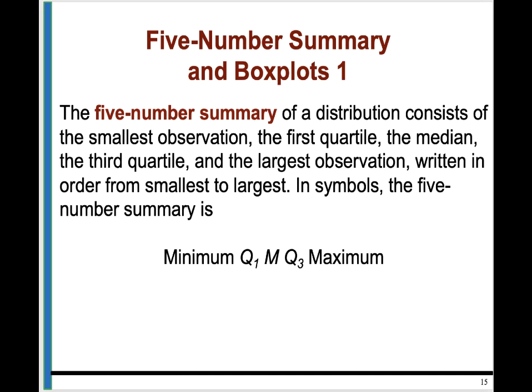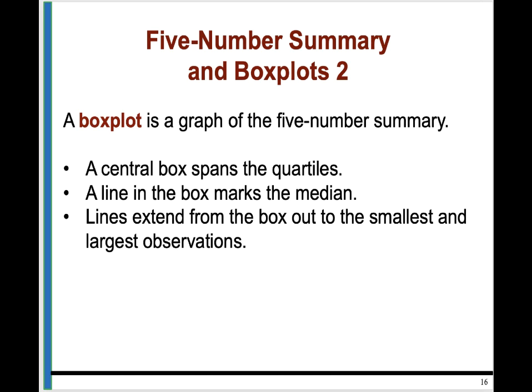From that 5-number summary, we can actually create a graph that visually describes those 5 numbers. It's called a box plot, and the central box is going to span the quartiles. So the box is going to start at Q1 and end at Q3. A line in the middle is going to represent the median. And then from the box down to the minimum value, you'll draw a line. And then from the box to the highest value, you'll draw a line. These can be horizontally or vertically drawn. It just depends on what kind of space you have in whatever you're publishing.